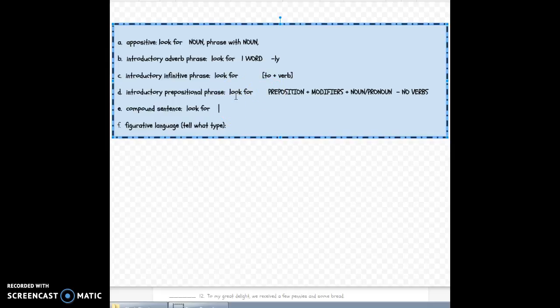And then the compound sentence is the newest one that we've been talking about. And for a compound sentence, we are looking for a subject plus a verb, which tells us we have a complete sentence, followed by a comma with one of our fanboys, and then another complete idea with a subject and a verb. Right now, the big thing to look for is this comma fanboy.